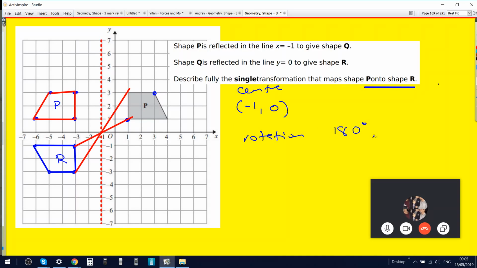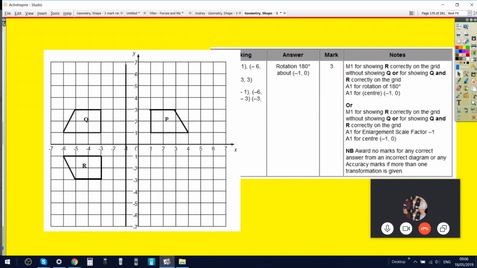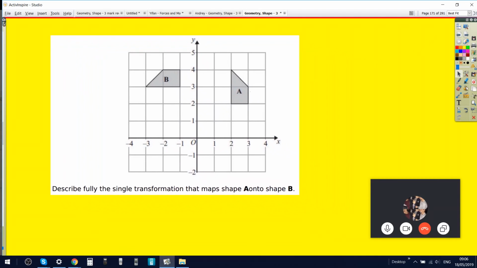180 degrees. Yeah, so you do this double reflection, and then they say describe the single transformation instead of this double transformation, and as one transformation, it would be a rotation 180 degrees about the point minus 1, 0. Okay. Any questions about that? No. Okay, so they sometimes ask you to do two transformations, and then they say what one transformation would achieve the same thing. Rotation 180 degrees about minus 1, 0. Okay, how about this?